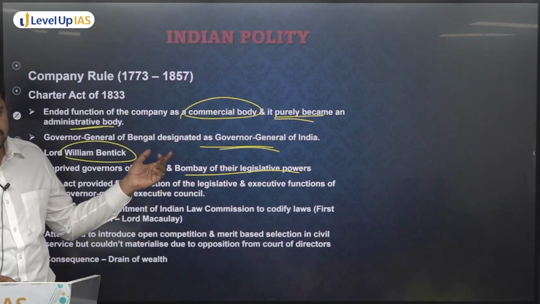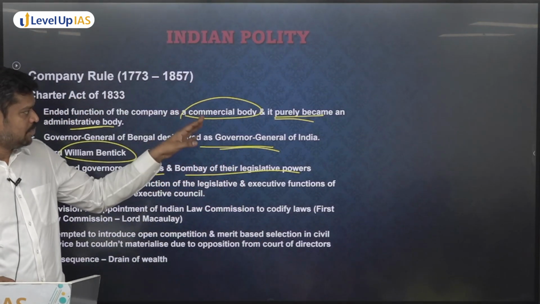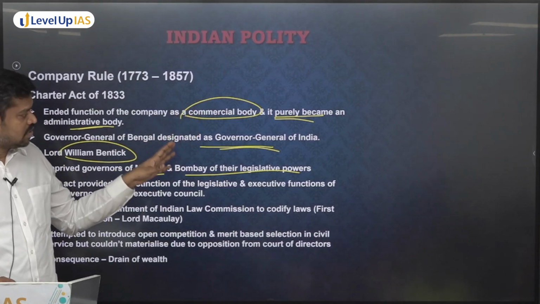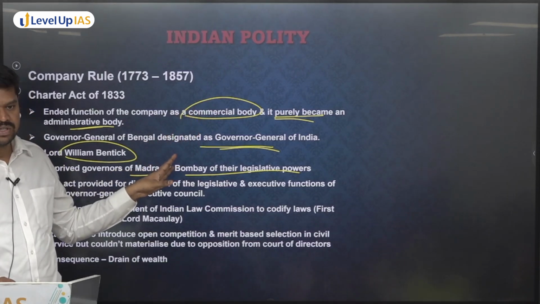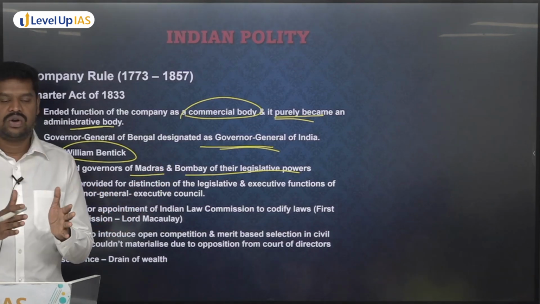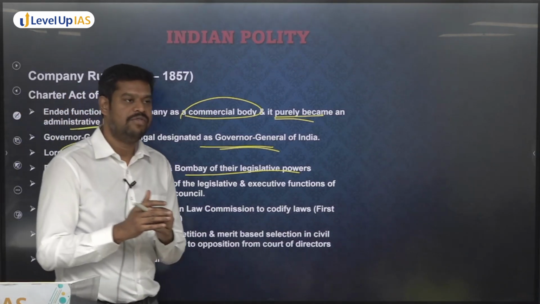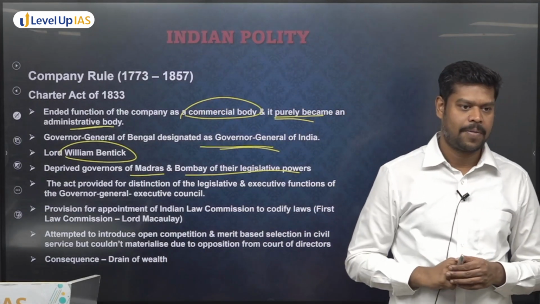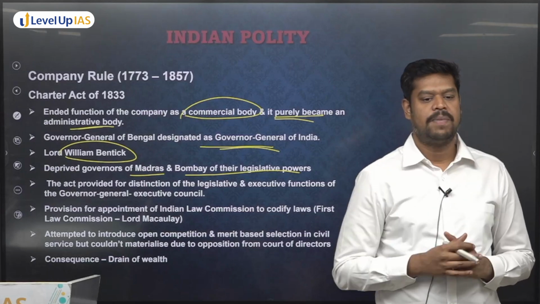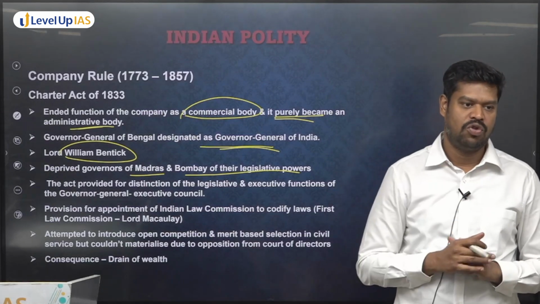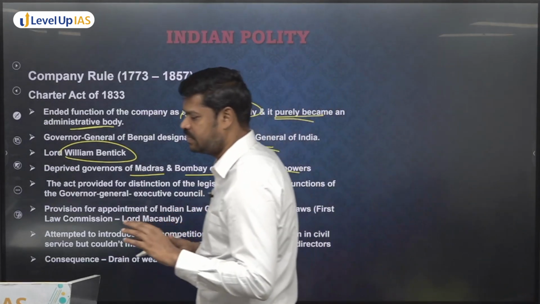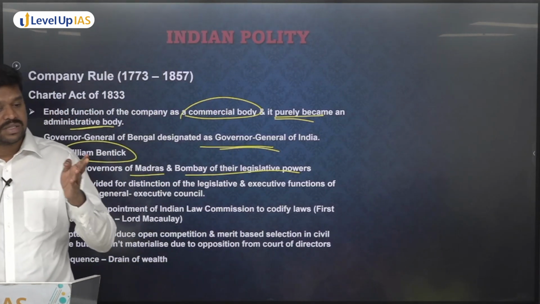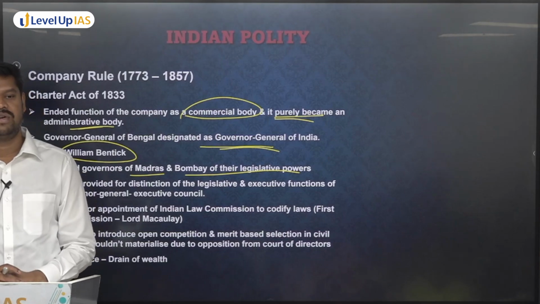Centralization reached its zenith. It became purely an administrative body, and it also reached the zenith of centralization. And this Charter Act of 1833 is also the starting point of the present parliamentary system of government that we have. Now, what is the basis of the parliamentary system of government? Can you recollect from whatever discussion you had? Then I'll try to relate how the Charter Act of 1833 is the starting point of the parliamentary system of governance.